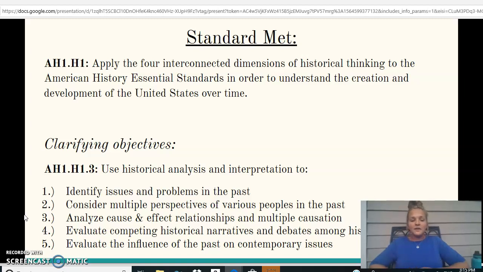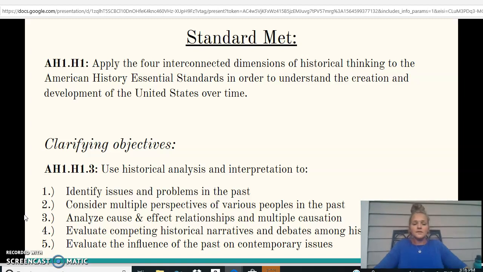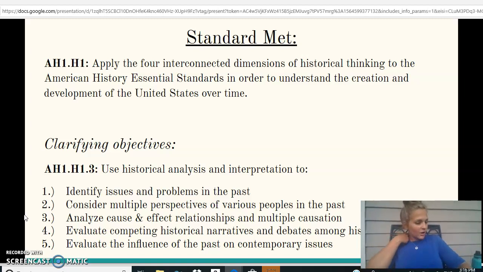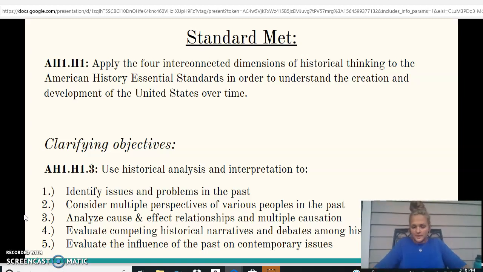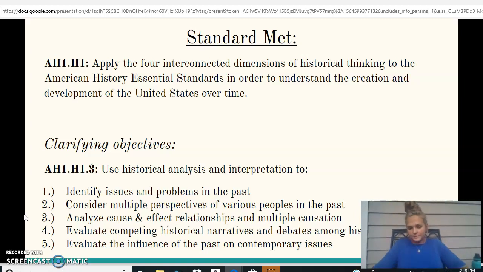Okay, the clarifying objective related to this standard that I picked out for this specific lesson slash activity is AH1.H1.3, which says to use historical analysis and interpretation to: 1. Identify issues and problems in the past, 2. Consider multiple perspectives of various people in the past, 3. Analyze cause and effect relationships and multiple causation, 4. Evaluate competing historical narratives and debates among historians, and 5. Evaluate the influence of the past on contemporary issues.